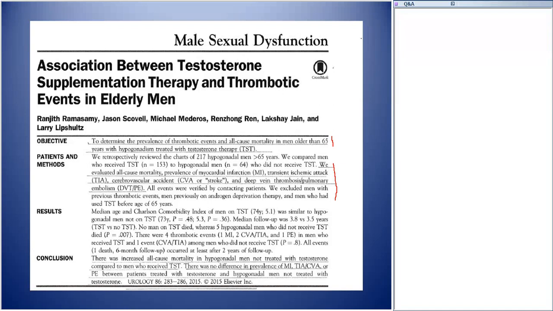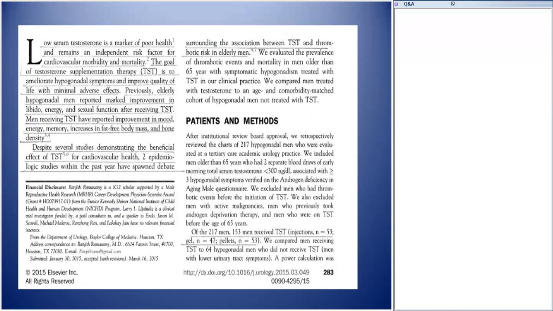There was an increased all-cause mortality in hypogonadal men not treated with testosterone compared to men treated with testosterone. There was no difference in prevalence of MI, stroke, TIA, PE, DVTs in patients treated with testosterone and patients not treated with testosterone. So a very, very, very nice, much larger study showing that what the cardiologists are claiming is not true when you look at a multitude of other studies.